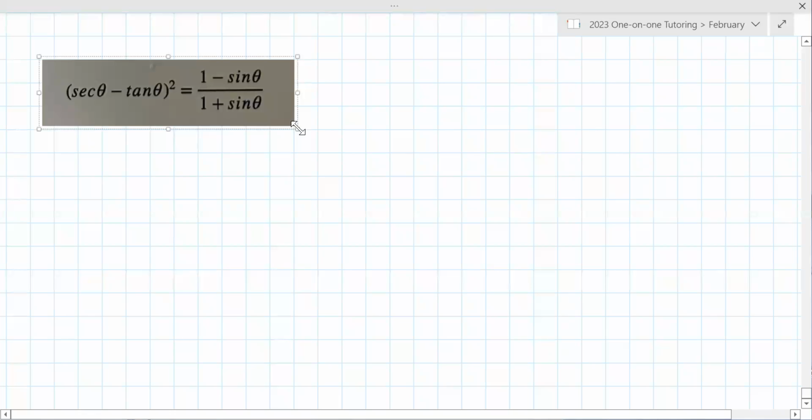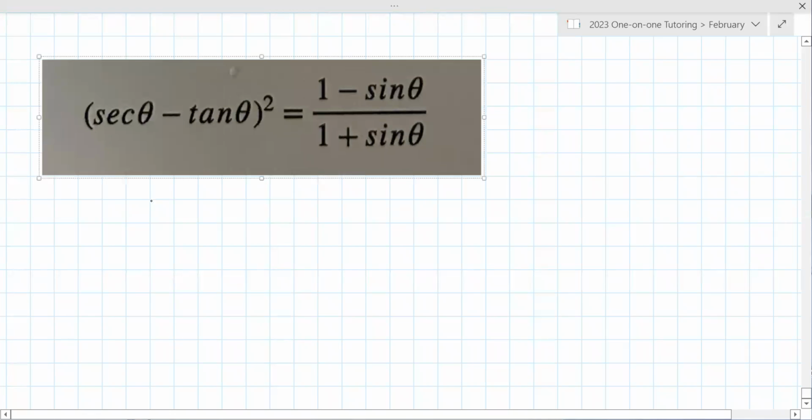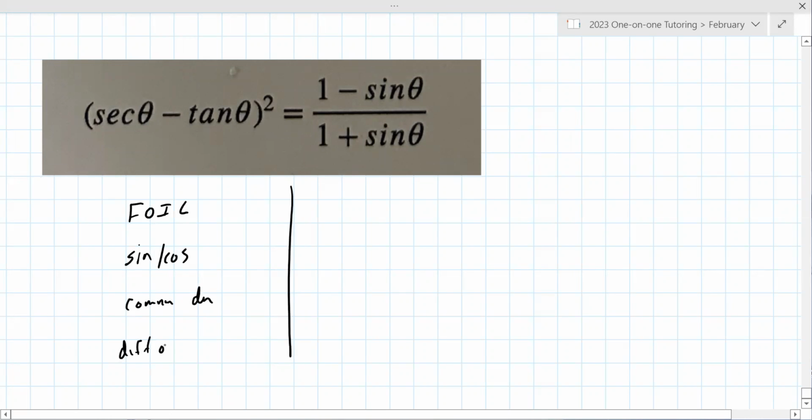All right, so this one, I would FOIL and then do the sine and cosine common denominator. And then you may have to do a difference of squares factoring on the left. But I'm sorry, you don't want to FOIL. You want to turn the inside into sine and cosine, common denominator, then you square it. We did one just like this earlier.